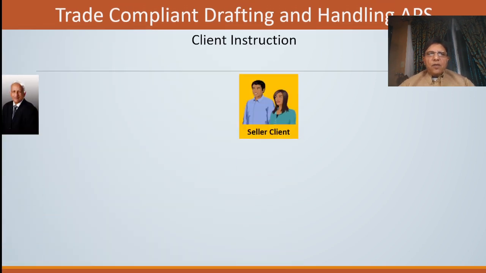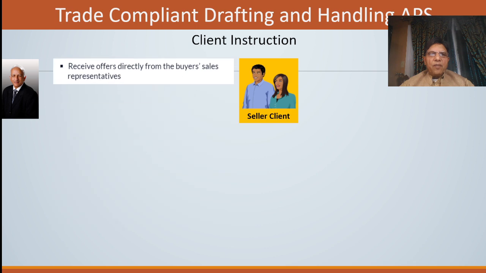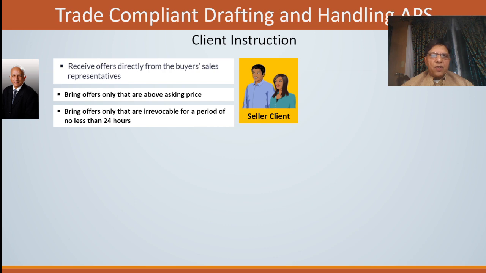Client instructions, when you're discussing with your client: receive offers directly from the buyer's sales representative. You are receiving the offers from the sales representative of the cooperating brokerage. Bring offers only that are above asking price. These are the instructions your client might be giving you. In this case, Mr. Javed is getting these instructions from his clients, and he is just documenting them so that he can make sure that whatever his client is telling him, he is capturing properly.